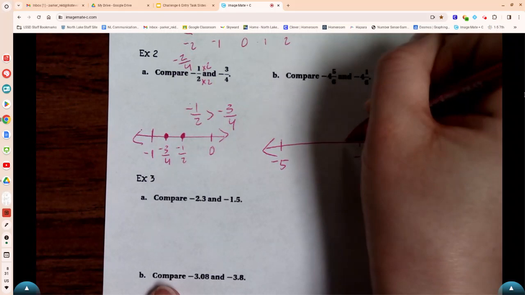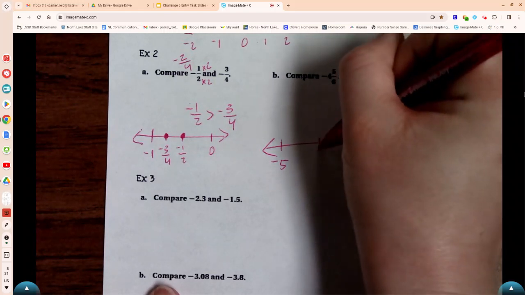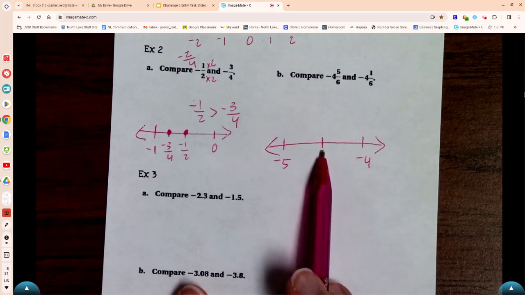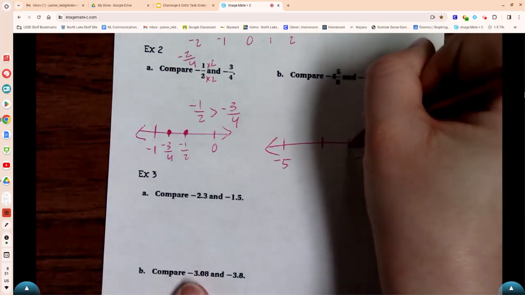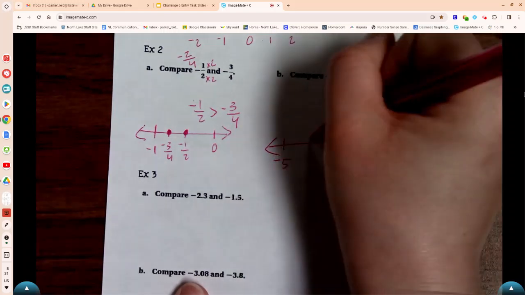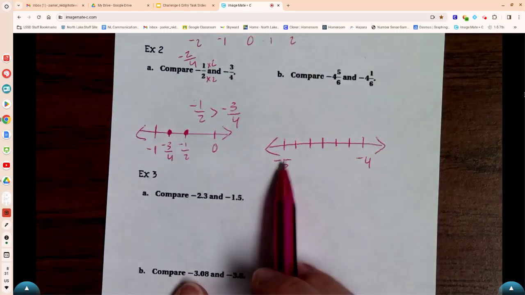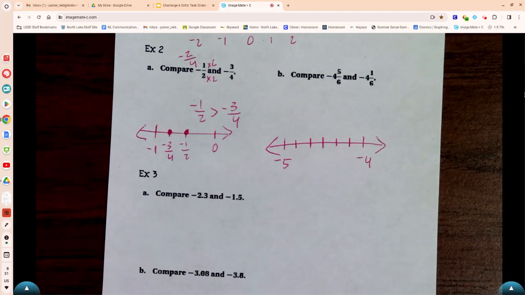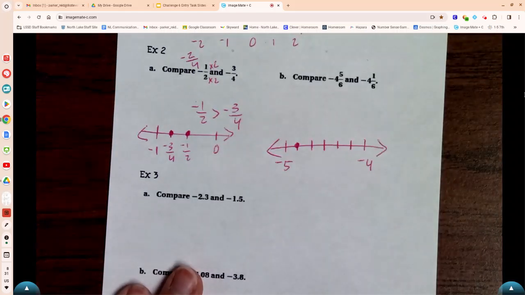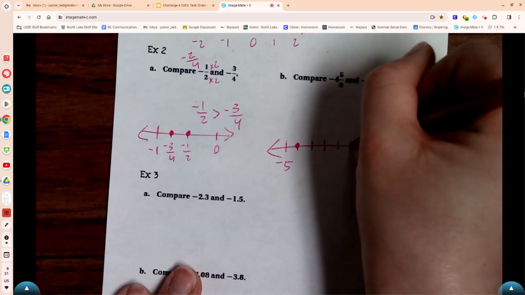So here's negative 4. And then I'm going to do a halfway point just to keep my things evenly spaced. So this would be half or 3/6. So here's 1/6, 2/6, 3/6, or 1/2, 4/6, 5/6, and then 6/6 is where you reach the next whole number. So we've split it into sixths. I'm now going to graph -4 and 5/6, which would be almost to the -5, and then -4 and 1/6, which is almost to the -4.